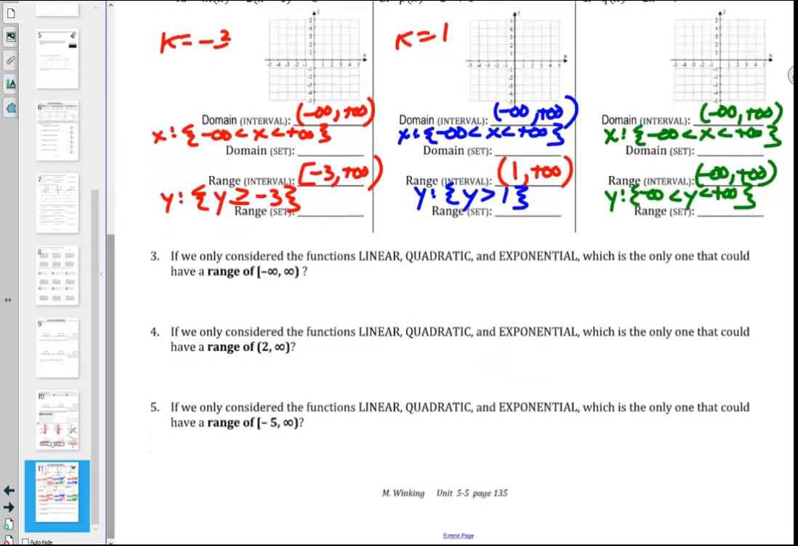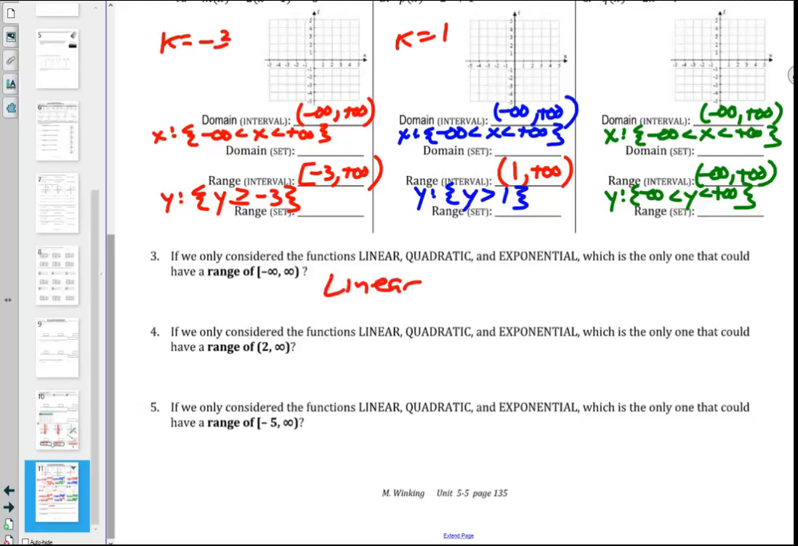Last 3. If we only consider the functions linear, quadratic, and exponential, which is the only one that could have a range of negative infinity to positive infinity? Linear. Okay, we've now done 6 of these. The only one that could have the range go everywhere is linear.